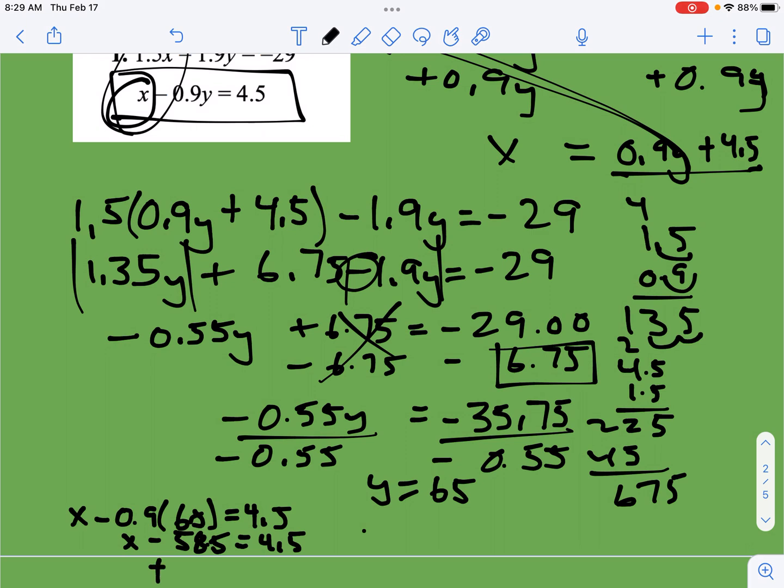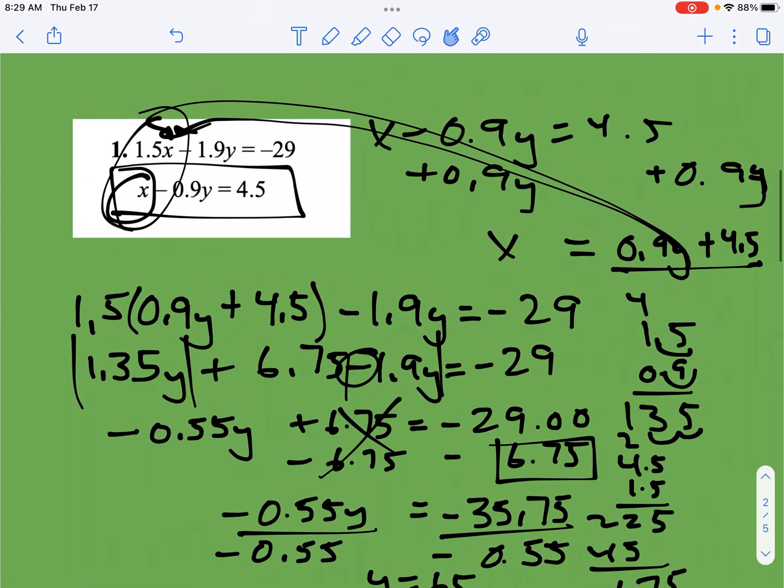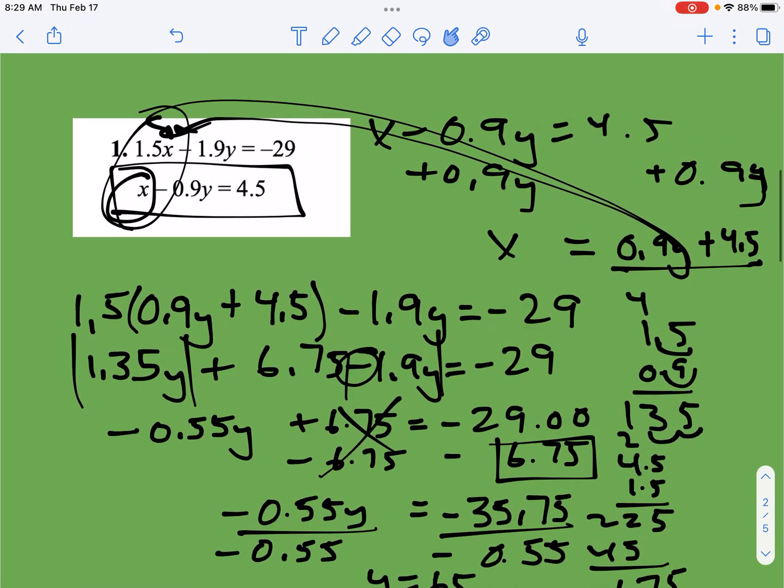So I'm going to add 58.5 to both sides, and that's going to give me 63, because that makes 10, and then you carry your 1 over. So you have x equals 63 and y equals 65. I know from the last problem that this is the correct answer because I checked it. If this was the first way you were doing it, you would put your 63, 65 solution into this equation up here, and that's how you would check it.